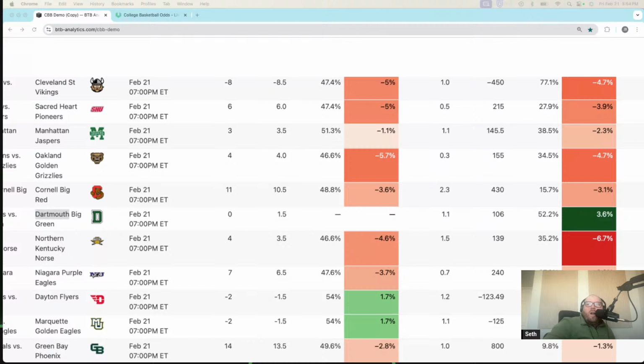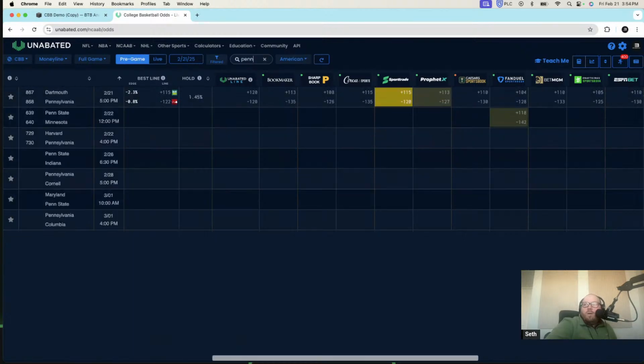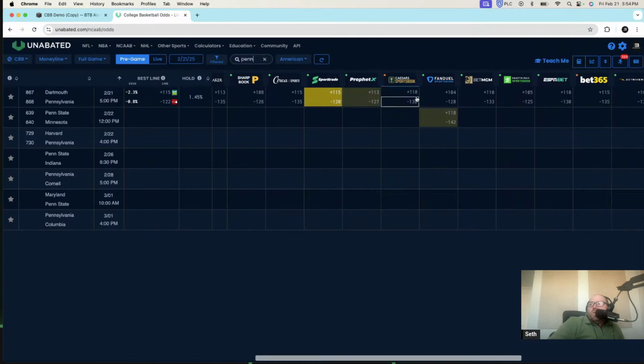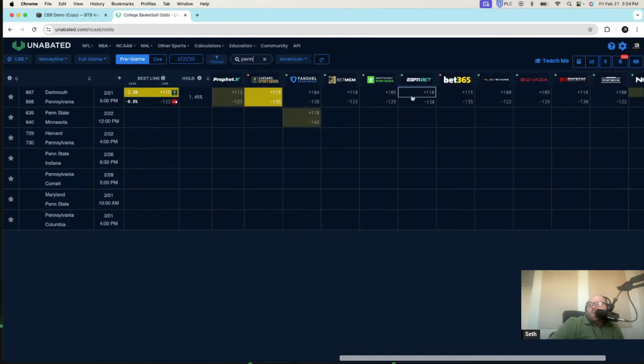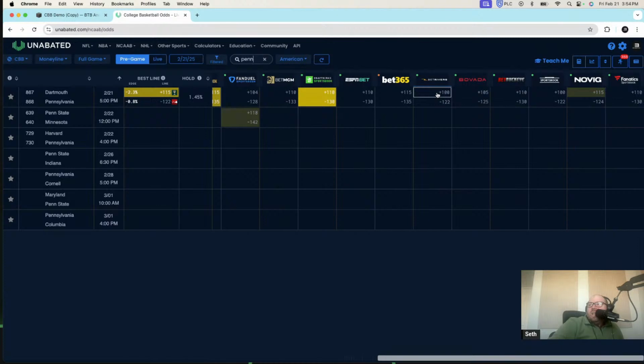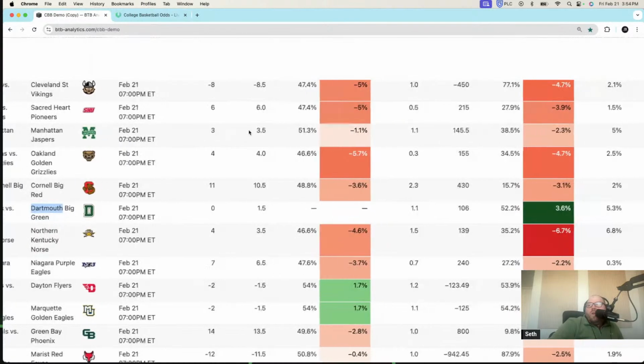Why are we not like Dartmouth? Dartmouth plus 106, like we showed 3.6%. Let's see what's the best number. Plus 106, plus 104 at Caesars, plus 110, plus 110, plus 115. Yeah, we can get plus 110, guys. What are we doing? Is Dartmouth good? Anybody know?